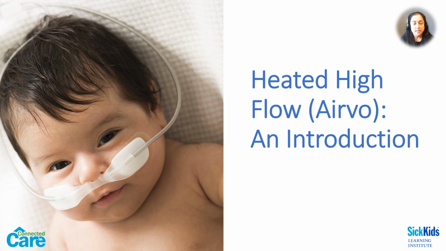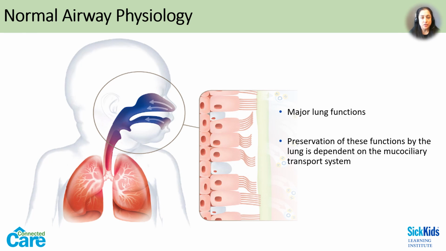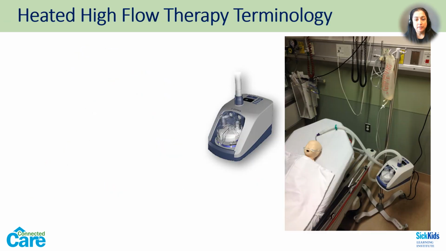We will now move on to heated high flow in Paediatrics. Here is a quick review of normal airway physiology. So we know that the major lung functions include ventilation, oxygenation, and airway defense, and preservation of these functions by the lung is dependent on the mucociliary transport system to maintain clear airways through secretion clearance and remove pathogens via secretion clearance.